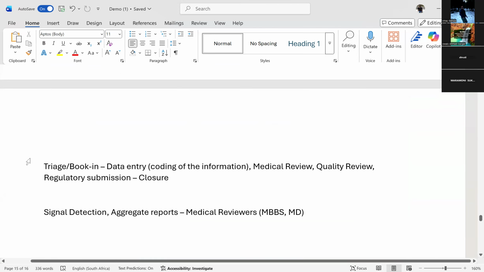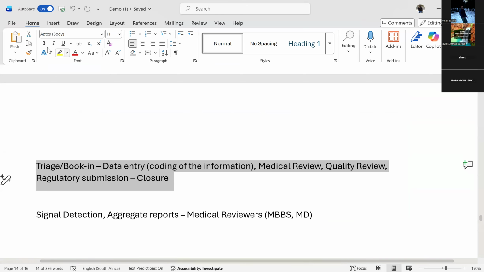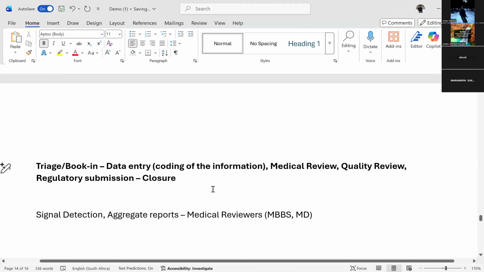These are the different workflows that are followed in Argus or any safety database. These workflows vary from team to team, project to project, or company to company, depending on what they are following or what they want to do. There are different guidelines for data entry and processes for different types of cases.